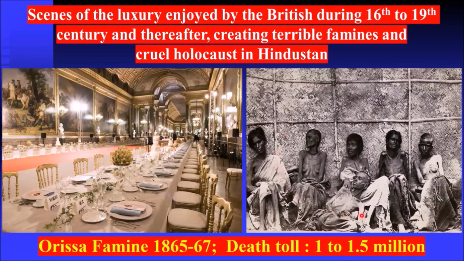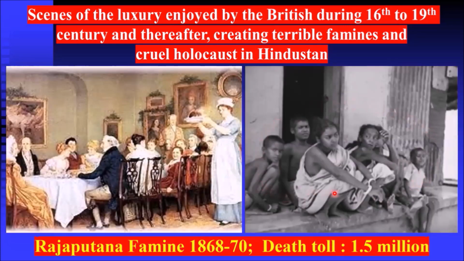Here is another scene. Just observe these destroyed people and compare this situation with this one. This is one of the terrible scenes of the Rajputana famine of 1868-70, during which also the death toll was about 1.5 million. Compare this photograph with this one.